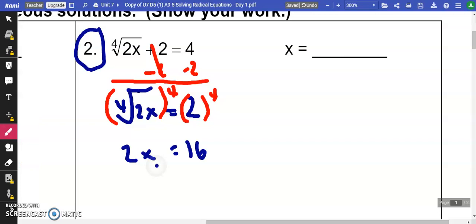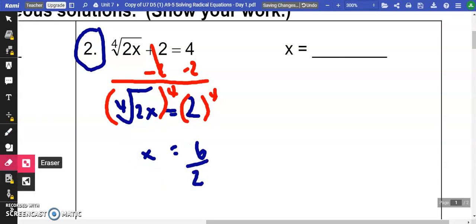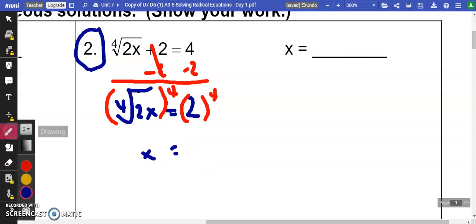Then to get our x by itself, we're just going to divide the 2 on both sides. To get 8.